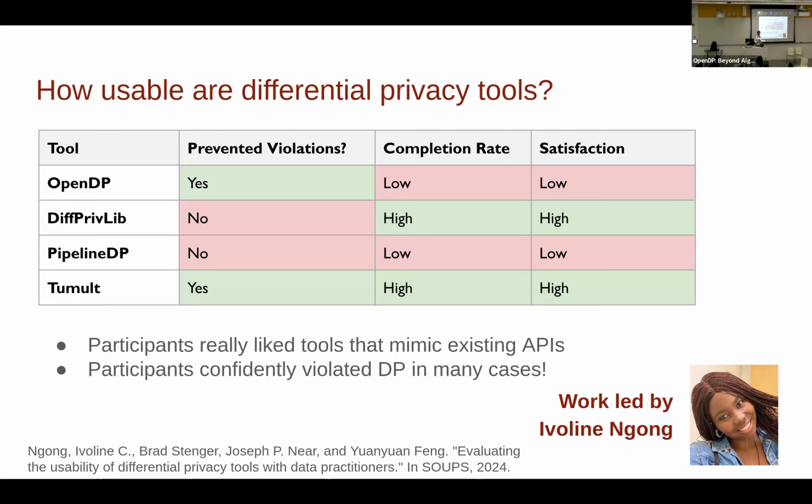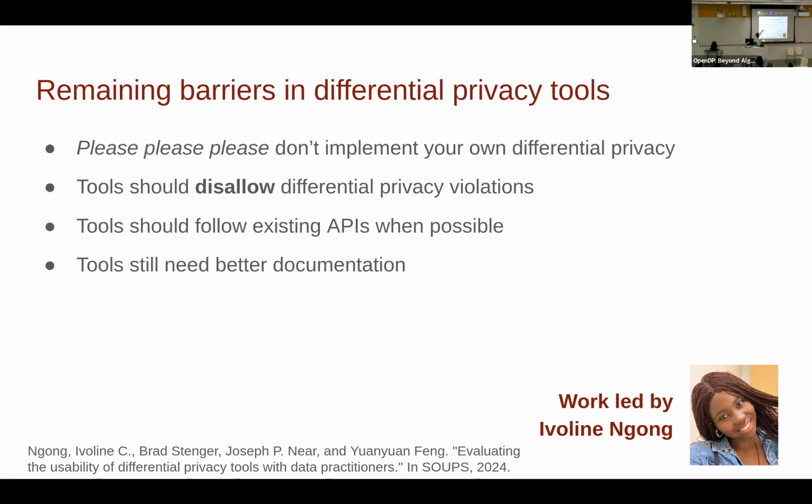And I think we have a good idea of how to do it, and we just need to make sure that we do it. The satisfaction of people with the tools did not correlate with how well it prevented violations. So we should be very careful about asking people, do you like the tool? Because they may love the tool and it still may not be preventing violations. So I think these violations are like the top bullet point here.